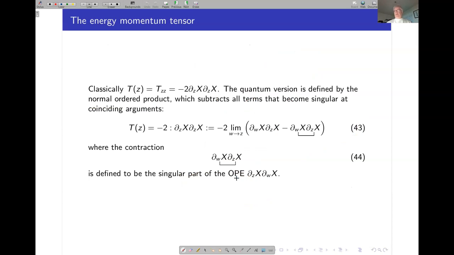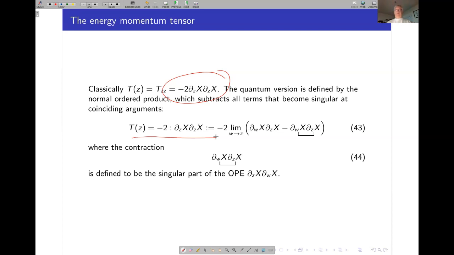Good. I think we are almost done, but let me give you a sneak preview of what we are going to do next. We also want to talk about the energy momentum tensor, which is a product of the derivative of X with itself. Classically, that makes sense, but we have seen that quantum mechanically this product has a second order pole, and the coefficients coincide, and therefore in the quantum theory, the energy momentum tensor is defined as the normal ordered expression.